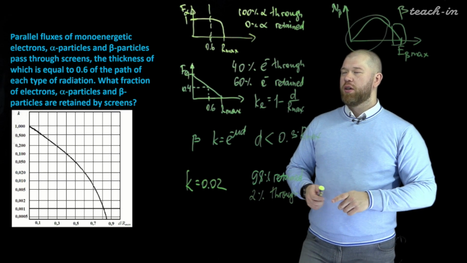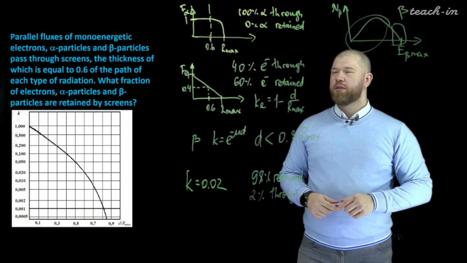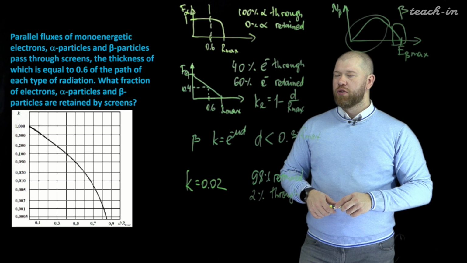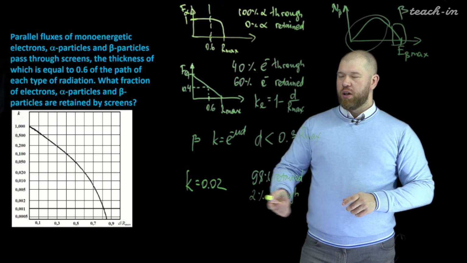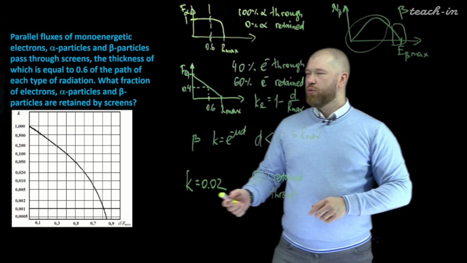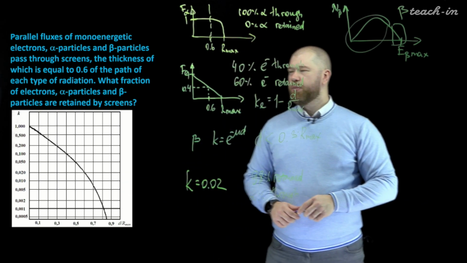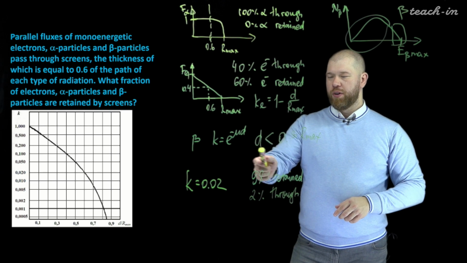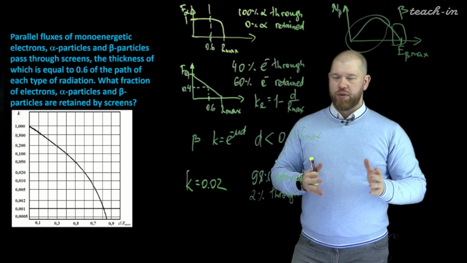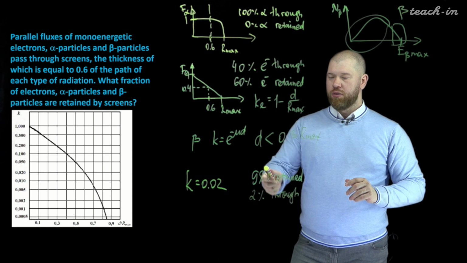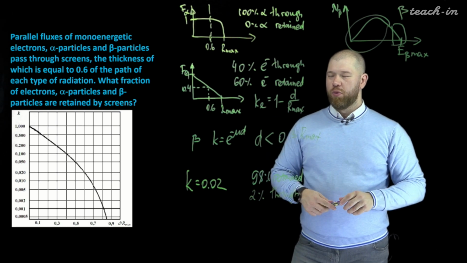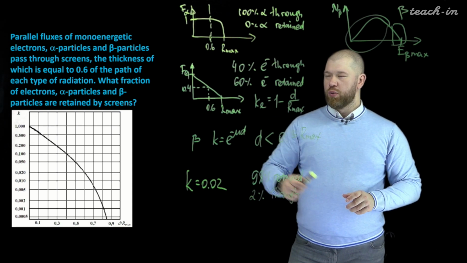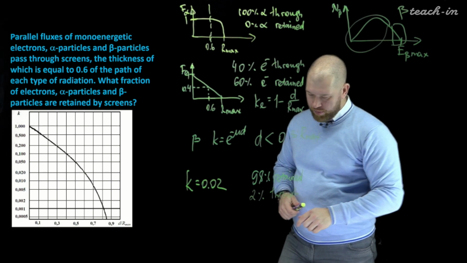We cannot easily calculate the attenuation coefficient for beta particles. We should either use this graph, this experimentally determined dependence, or if the thickness of the screen, or of the air or any other material, is smaller than 0.3 of maximum range, we can use this equation.